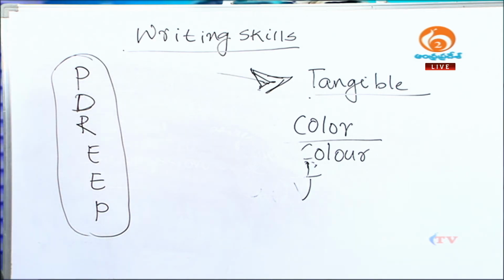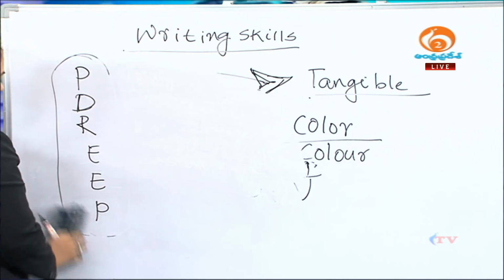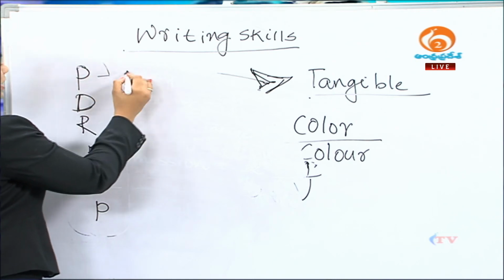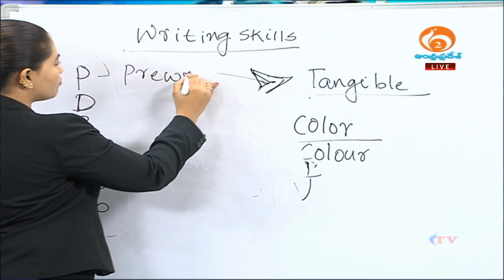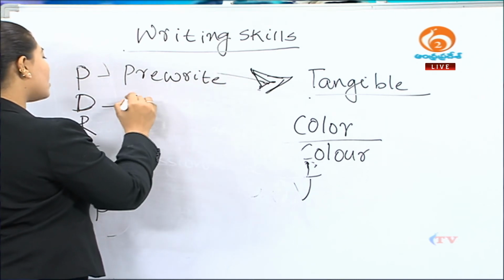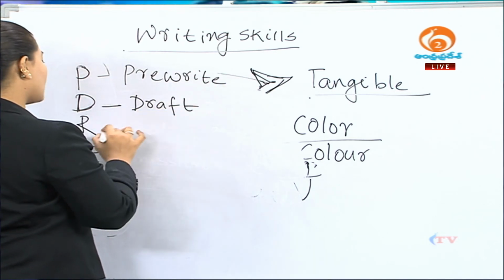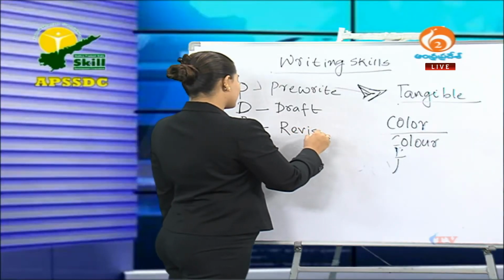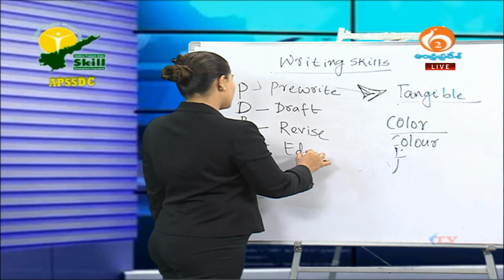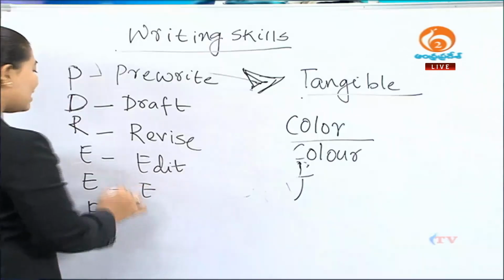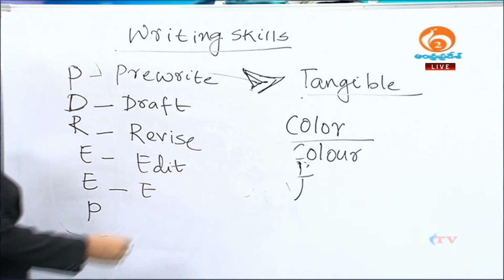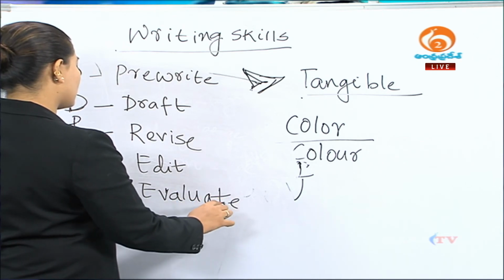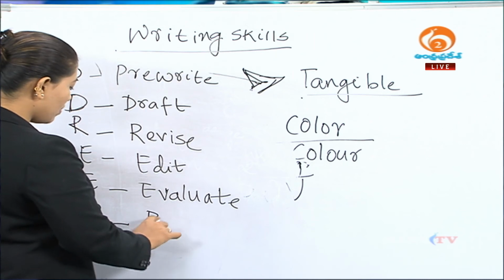So let me make a note of it just to help you better understand this acronym. I can remember with the help of these words, where I pre-write and think about the information, I draft the information, I revise the document, I edit the information, I then evaluate, maybe I get in a second person to evaluate, and then we have the publishing stage.